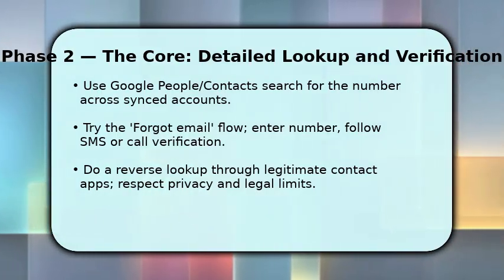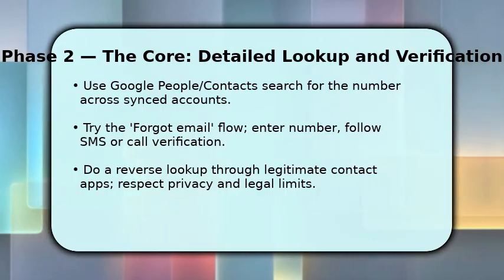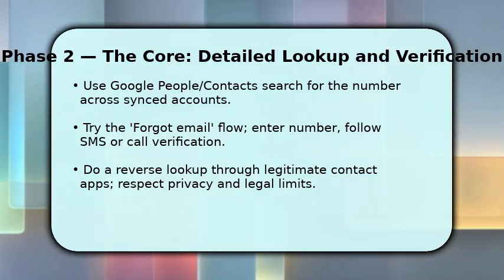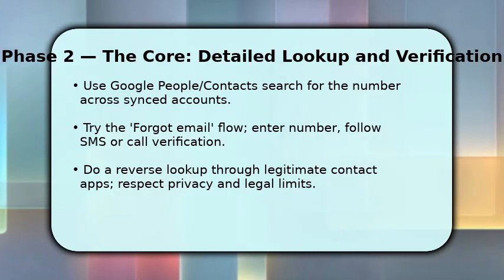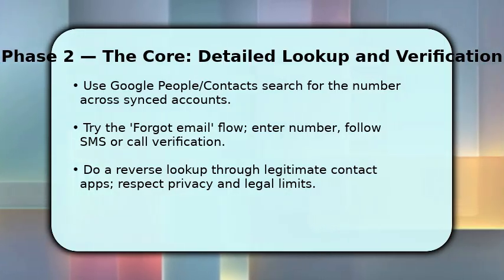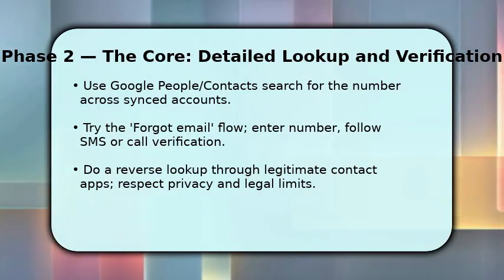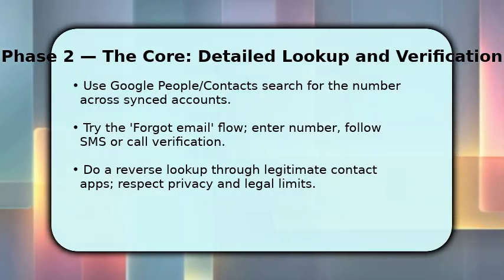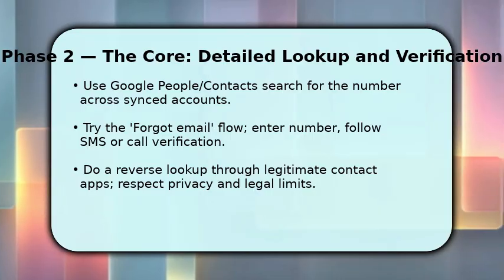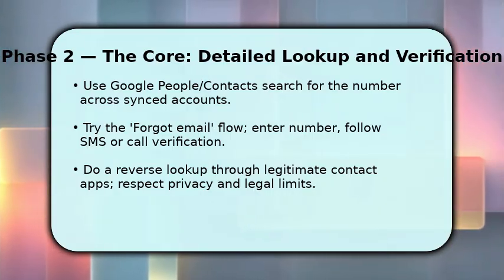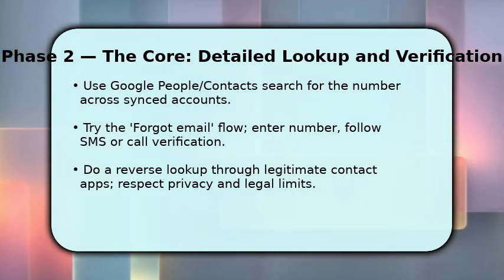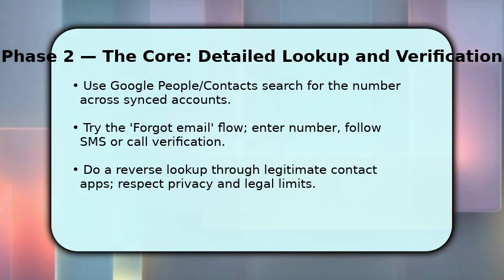If Google's recovery shows hints, run the Forgot Mail flow. Enter the number and accept SMS or voice verification to receive account identifier hints. You can also check reverse lookup in legitimate contact apps or your phone's dialer history for labels. Make sure you proceed only for accounts you own or are authorized to access, and document each step.